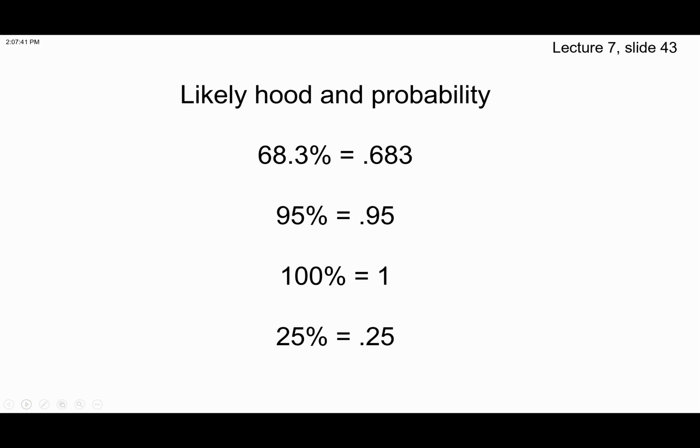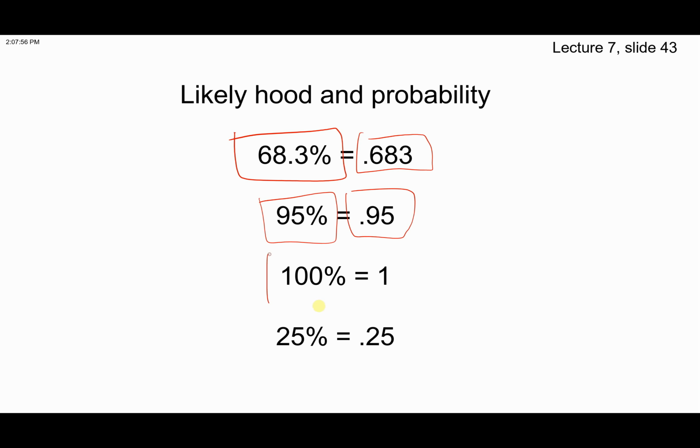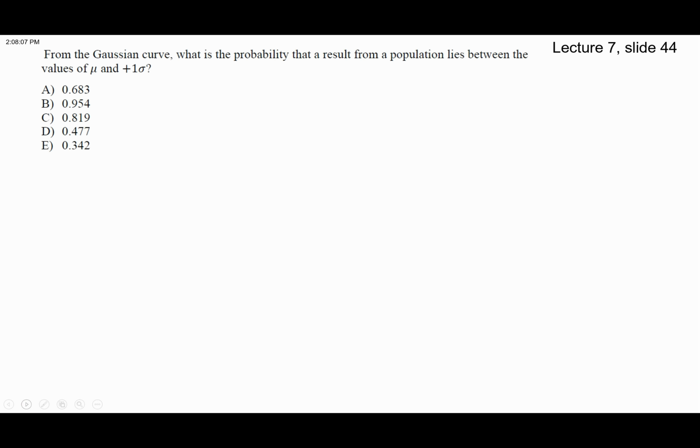Likelihood probabilities. So if something has the probability of occurring 68.3% of the time, its probability is 0.683. If something's 95%, it's 0.95. If something's 100%, it's 1. And if something's 25%, it's 0.25. So quite often we talk about probabilities rather than percent. So just so when you see that in the exam, you understand what's going on.